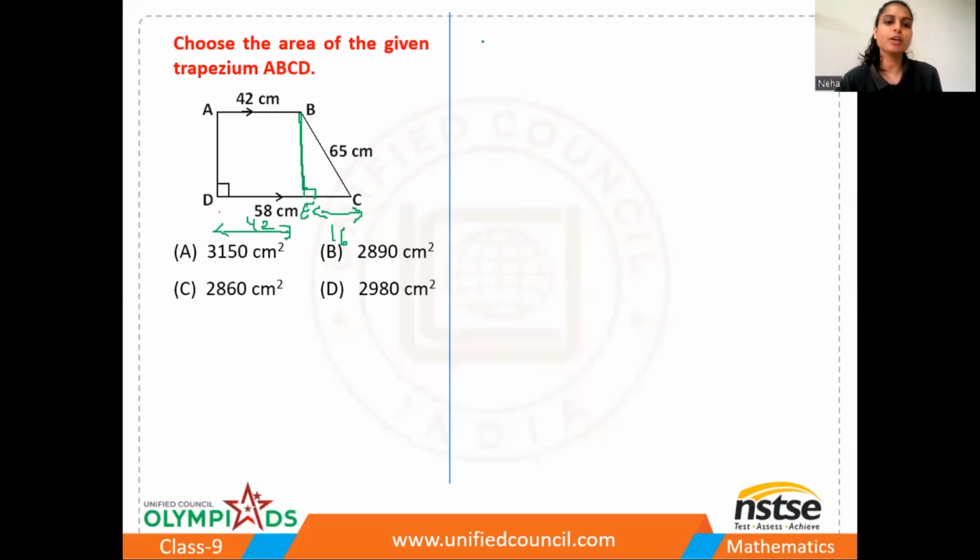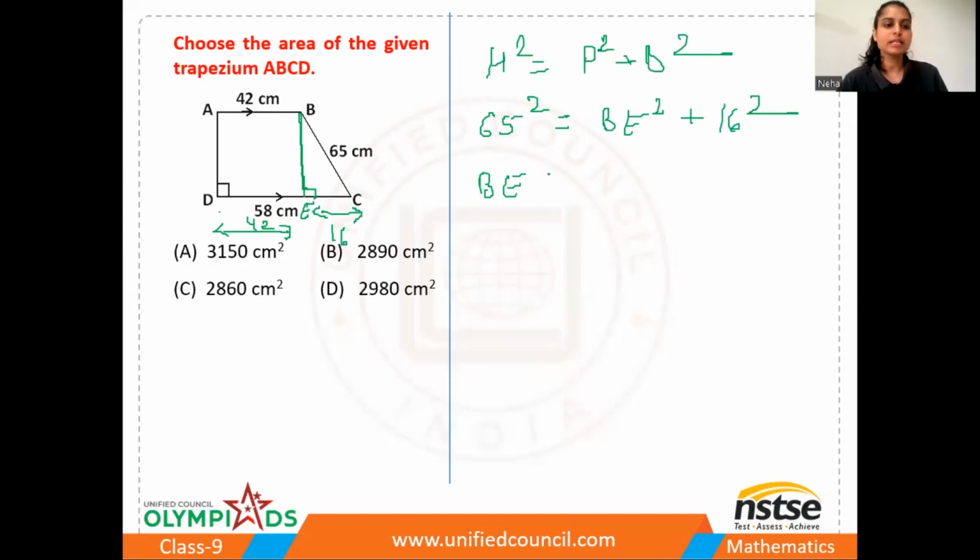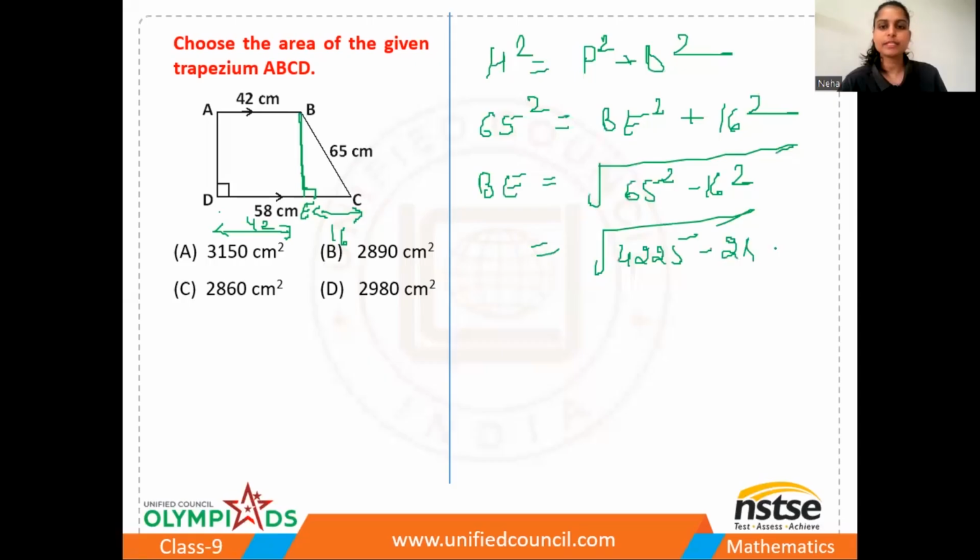I can easily find the length of BE because BEC is a right angle triangle, and whenever I see a right angle triangle, I always recall the Pythagoras theorem. So the hypotenuse is 65 squared, the perpendicular is BE which I have to find, and the base is 16 squared. That means BE is the square root of 65 squared minus 16 squared, which is 4225 minus 256. So this is the square root of 3969, which is 63. So the length of BE is 63.